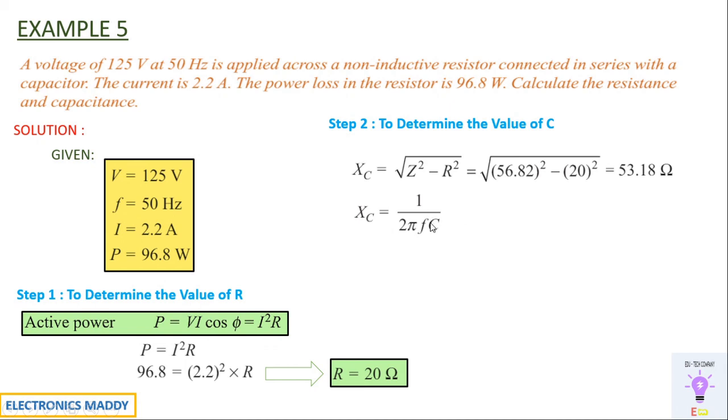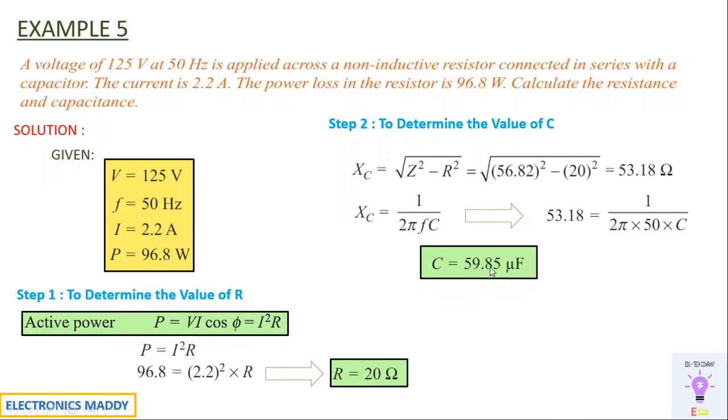So Xc is equal to 1 by 2 pi fc. From this you can find the value of capacitor C, that is equal to 59.85 microfarad. I hope this problem is very simple. Just to give you confidence on how to solve these types of problems, I have indicated a simple problem in between. I hope this problem is clear. We'll go into our next example, example number 6.